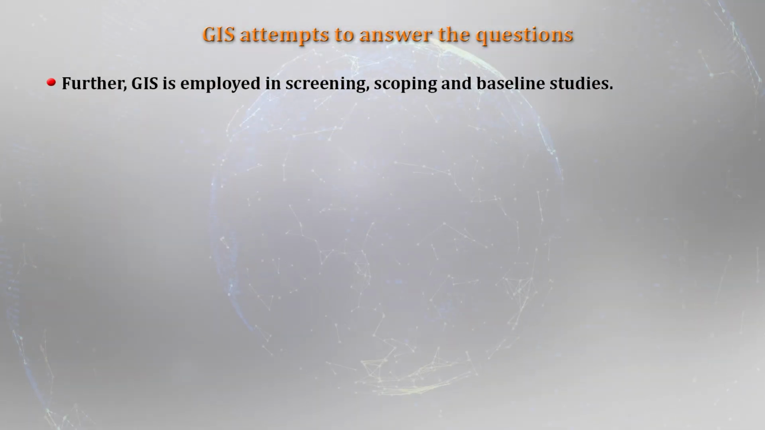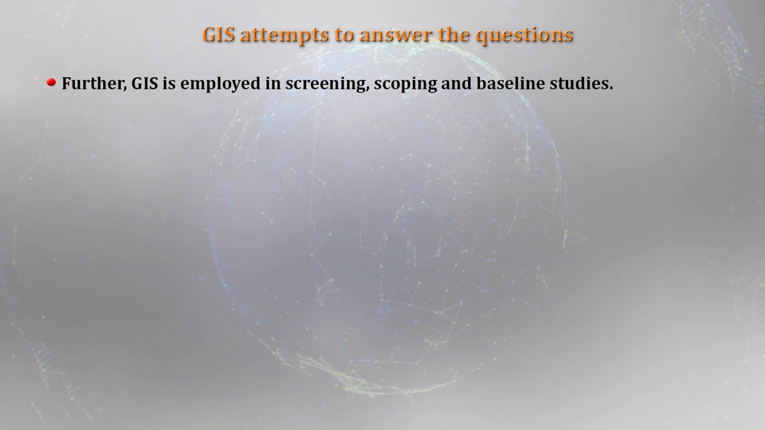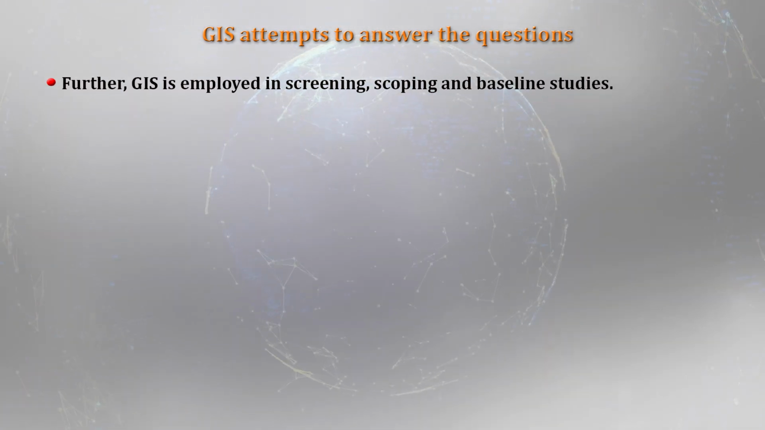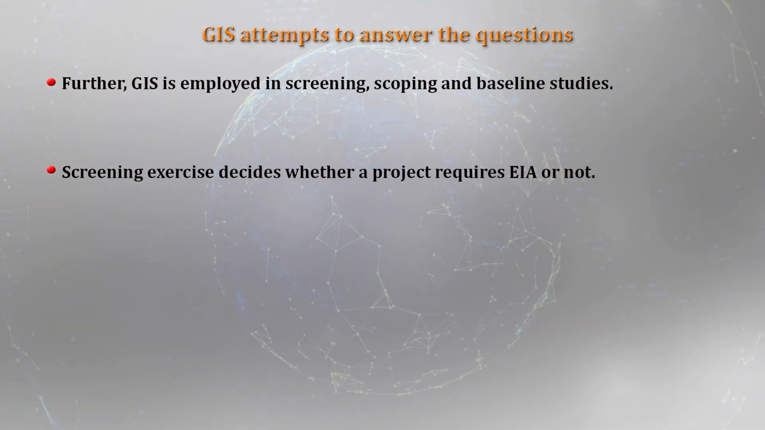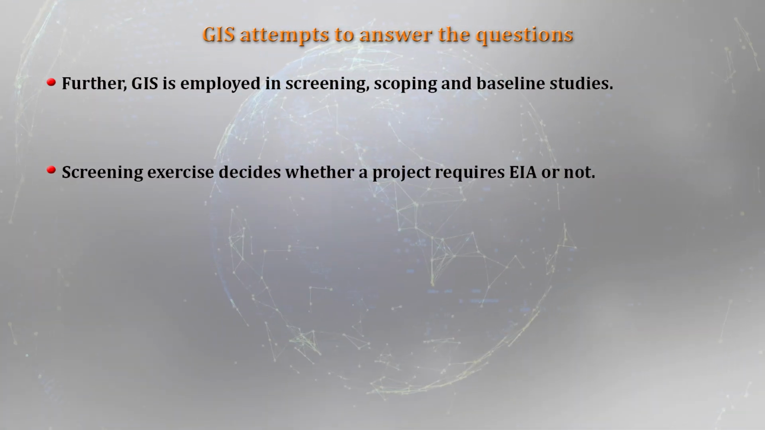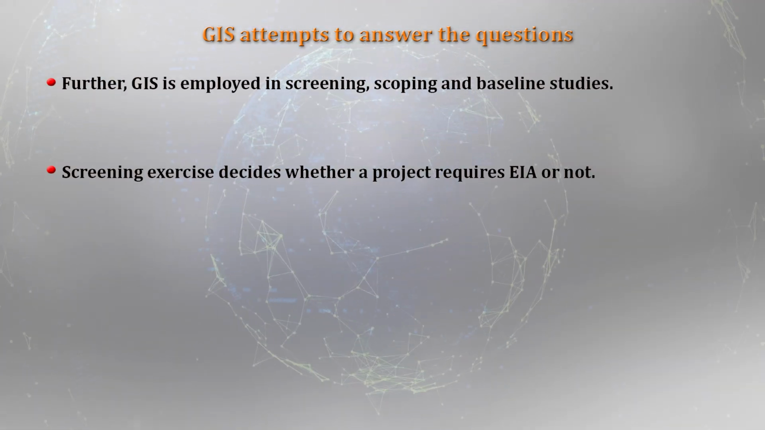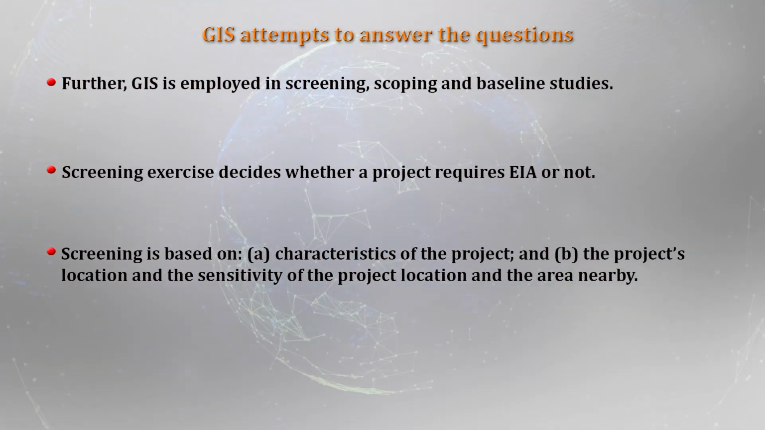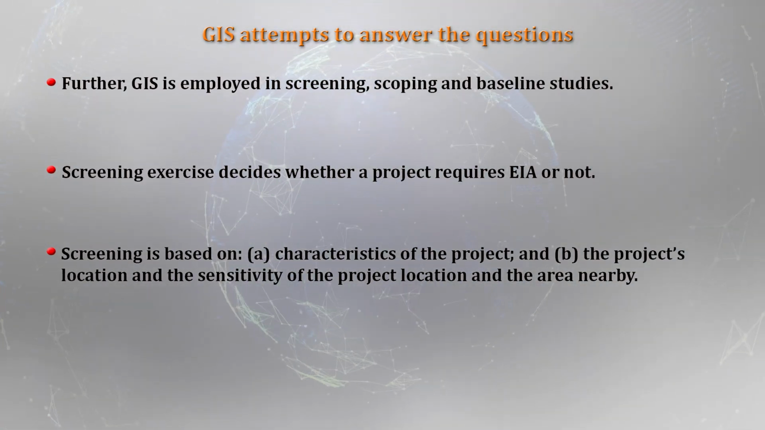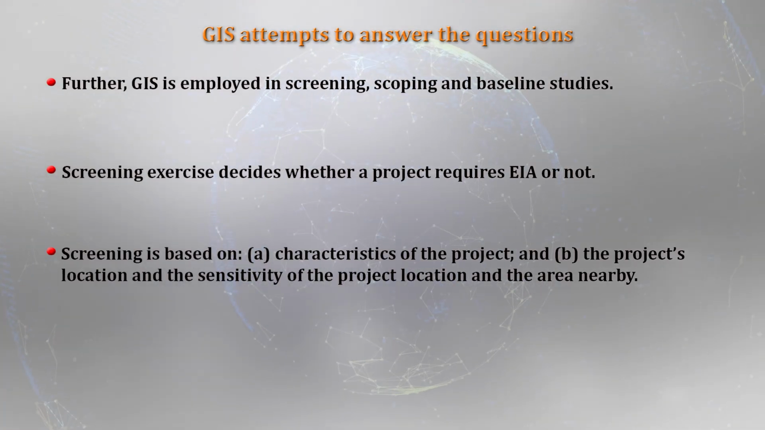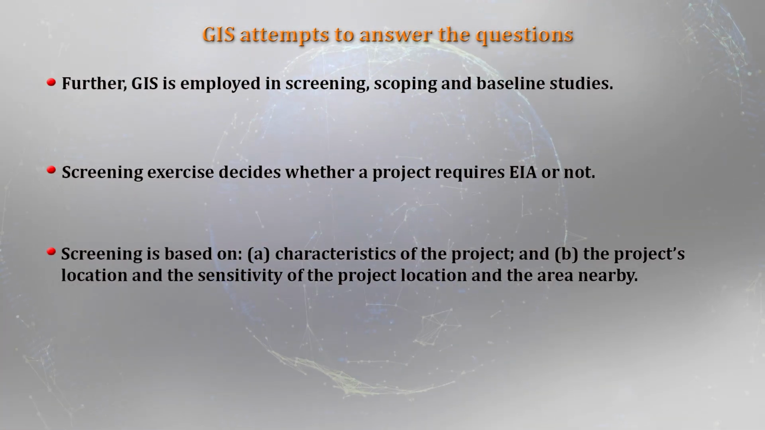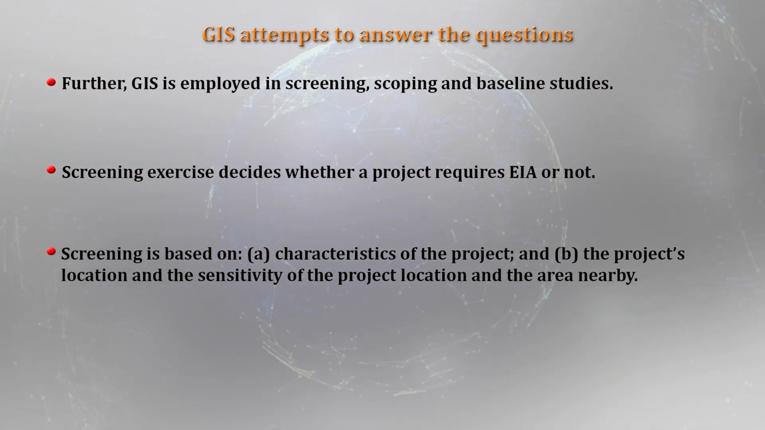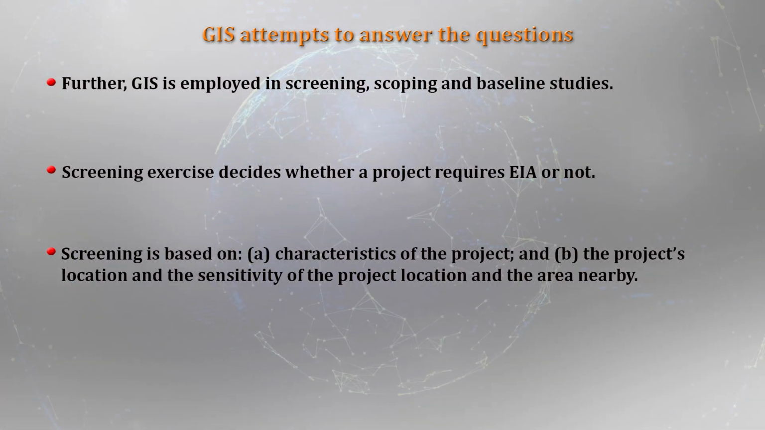Further, GIS is employed in screening, that is the basic first step, screening, scoping and baseline studies also. When you talk about the screening exercise, basically it decides whether a project requires environmental impact assessment or not. That is the basic objective of a screening exercise. It is based on the characteristics of the project, where the project is located, and also the sensitivity of the project location and the area nearby. So these are the three important drivers that decide the screening exercise.